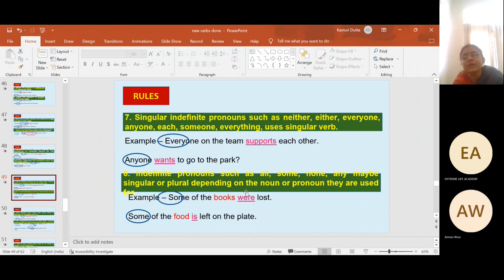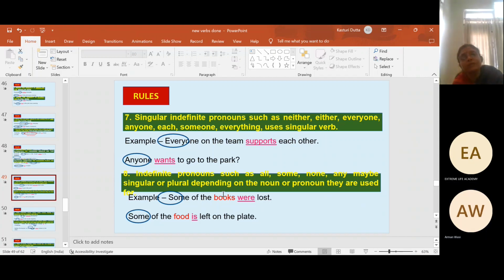Indefinite pronouns such as some, more, any may be singular or plural depending on the noun or pronoun they are used with. So, maybe singular or plural depending upon the noun. This is the word which is very important. So what is the noun here? Books. You're saying books. So out of all the books lying, some of them were lost. So I lost some of my pens or few of my pens. So out of the collection of number of pens or books or whatever, all these things.